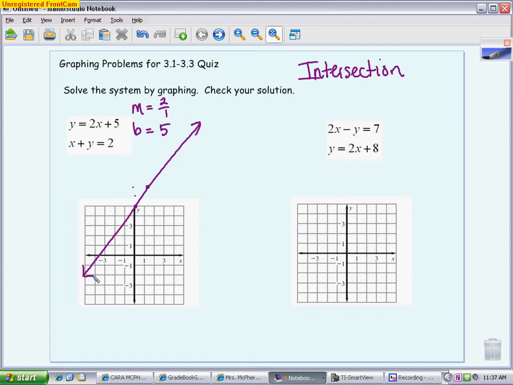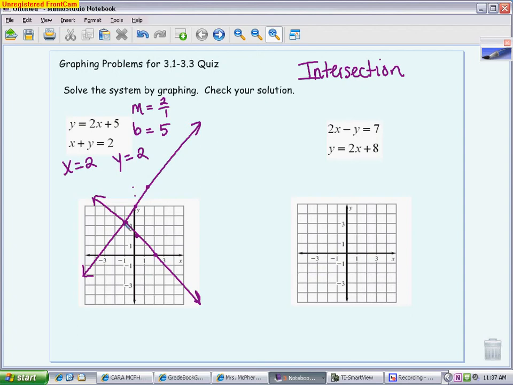The second one is in standard form, so the easiest way to graph this is to do that cover-up method. Cover up the y's, you get x equals 2. That gives me an x-intercept of 2. And then cover up the x's, you get y equals 2. So it gives you a y-intercept of 2. And then you're going to connect the dots with this one. And your goal is to see a point in which they meet.